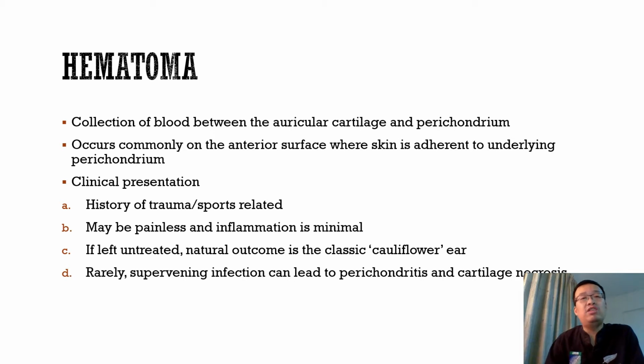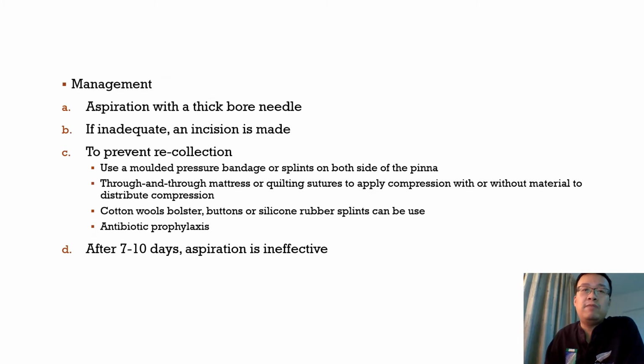But if you leave it untreated, you would see a classic cauliflower ear that forms. If you look at people like Mike Tyson or Evander Holyfield, before Mike Tyson bit off his ear, you can actually see the cauliflower pattern there. It's very classical. Rarely, a supervening infection can lead to perichondritis and cartilage necrosis.